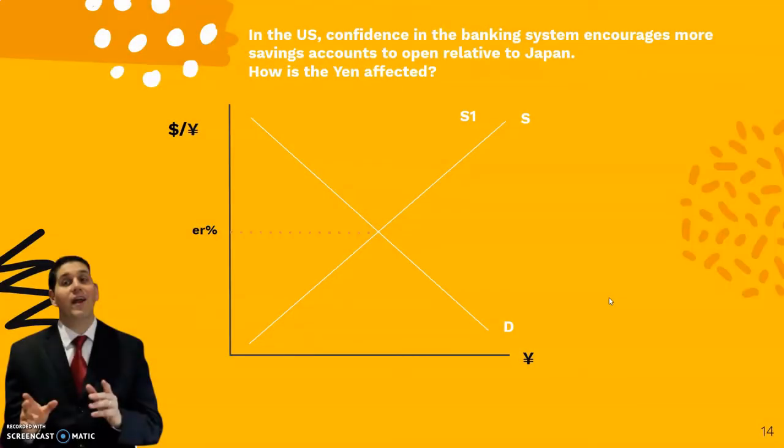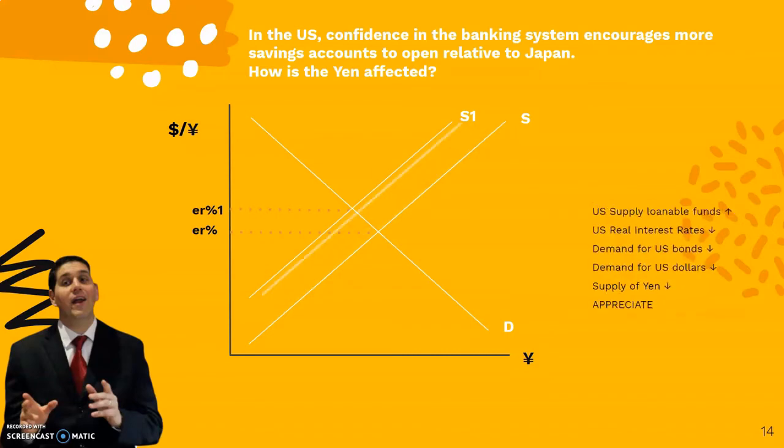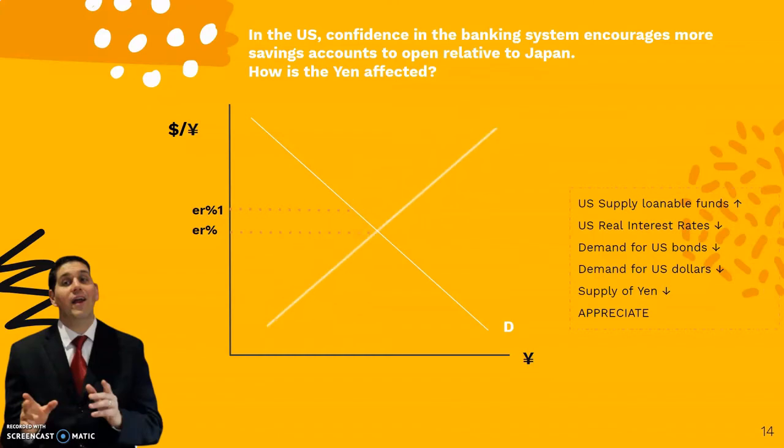Our last example is, in the United States, confidence in the banking system encourages more savings accounts to open relative to Japan. How is the yen affected? Well, due to this, the supply of loanable funds in the United States is going to increase. It's going to decrease the US real interest rates. It is going to also decrease the demand for US bonds, as well as demand for US dollars. And the supply of yen is going to decrease, and it's going to appreciate.